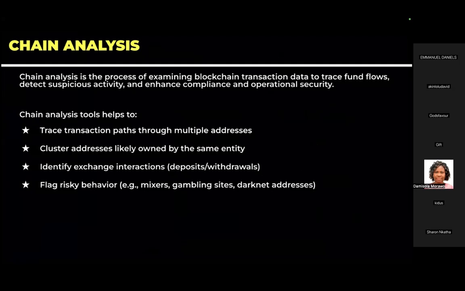So with chain analysis, you can trace paths through multiple addresses. If you see that okay, they are sending to this address, they'll send back to this address, they'll send back, you already know that this thing is looking like money laundering. And then when it comes up, they are saying, I don't want it to come back to me, I don't want my organization to be involved. You're able to cluster addresses likely owned by the same entity.